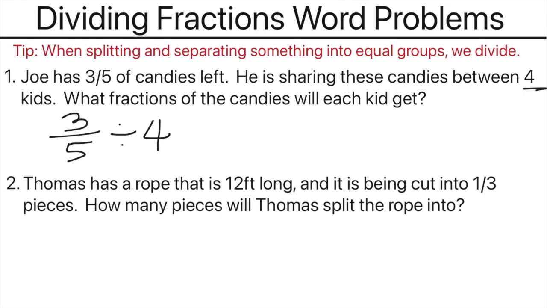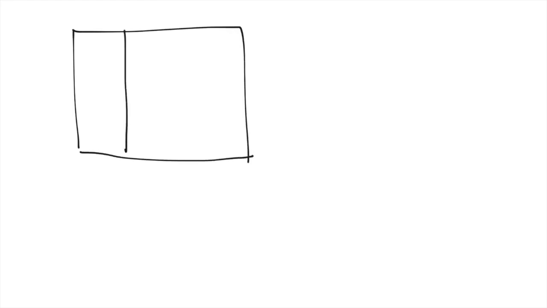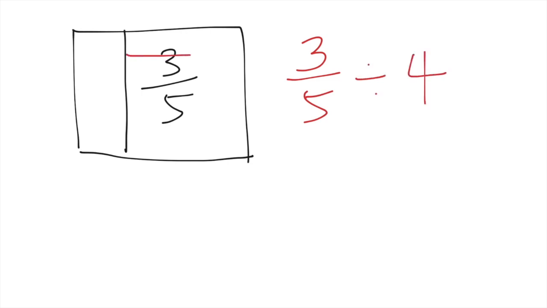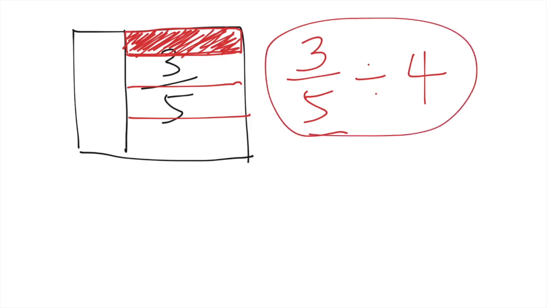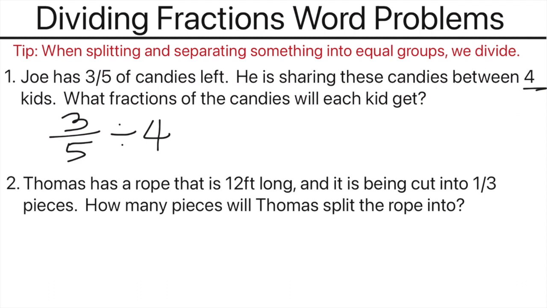And if you want to look at it from a visual perspective, we have 3/5 of the candy. So 3/5 of the candy would be about this much of the candy remaining. And what we're doing is dividing among 4 kids. So we're going to take the 3/5 and divide among 4 kids. So it would look something like this. And these are equal groups of 4. And we want to find out how much candy each kid gets. So that's the setup: 3/5 divided by 4. So going back to the word problem, 3/5 divided by 4.